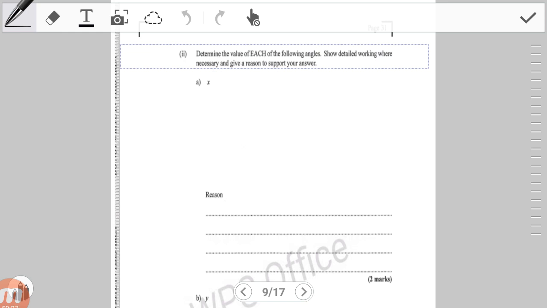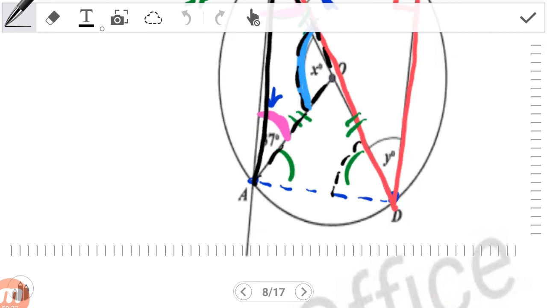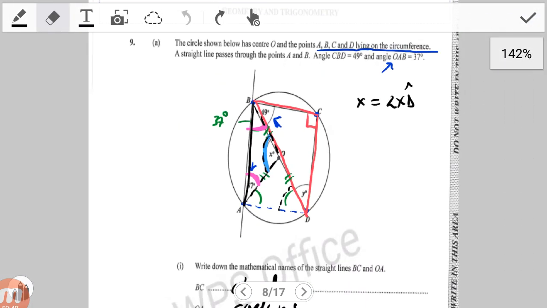So we need the angle that is marked at X. And we can easily find it, because earlier we were given the fact that this angle here is in fact 37 degrees. So we know it's 37 degrees, and we also know that the angle over here is also 37 degrees, and those two 37 degrees along with the X are inside of the triangle BOA.